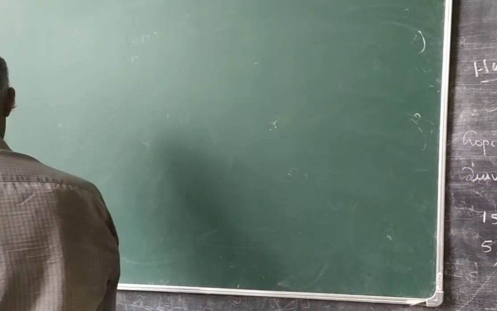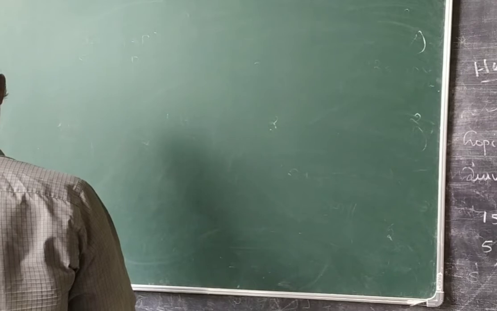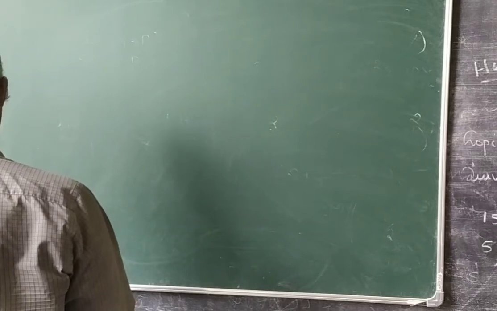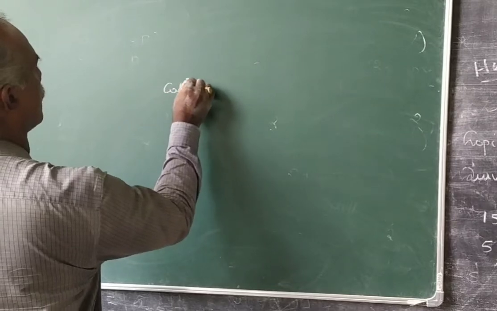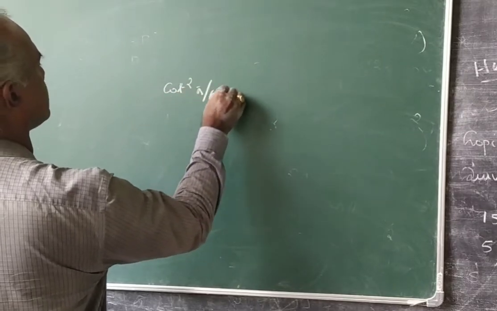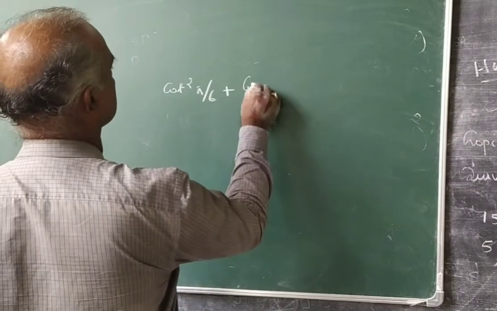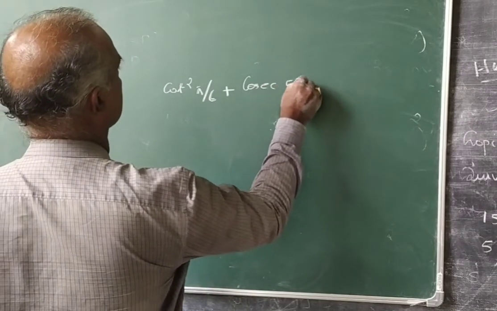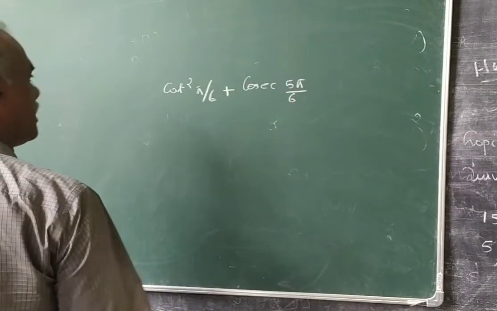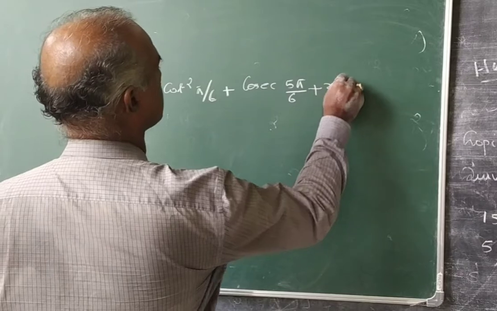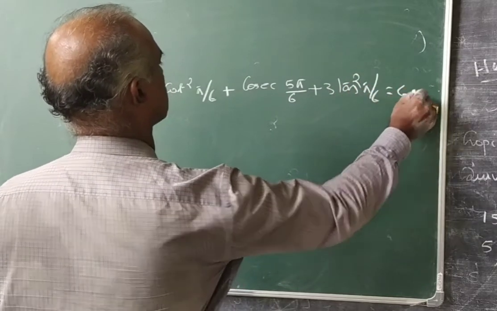Let us try one more question. Cot square pi by 6 plus cosec 5 pi by 6 plus 3 tan square pi by 6 equals 6.